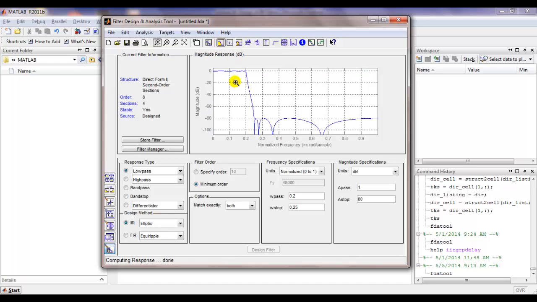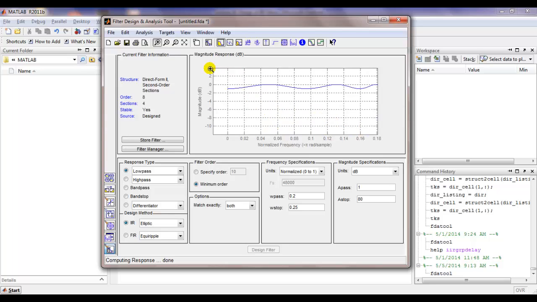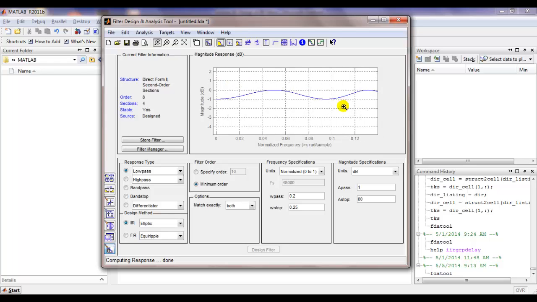And if I get to the magnitude response, you see that you have, of course, ripples in the stop band, but you also have ripples in the pass band. So that's the price you have to pay. Okay. Smallest order filter for the given specifications, but now you have ripples in pass and stop band.